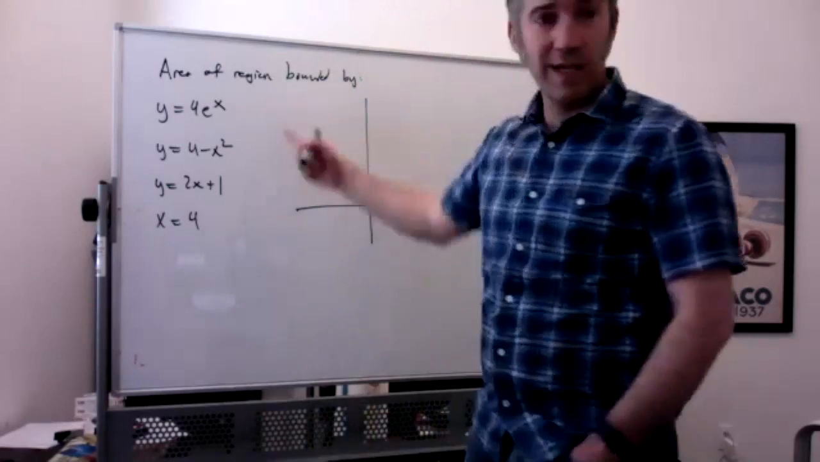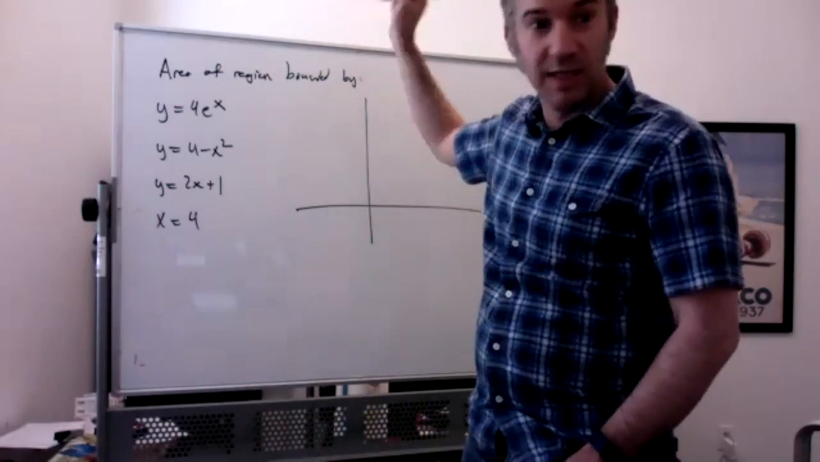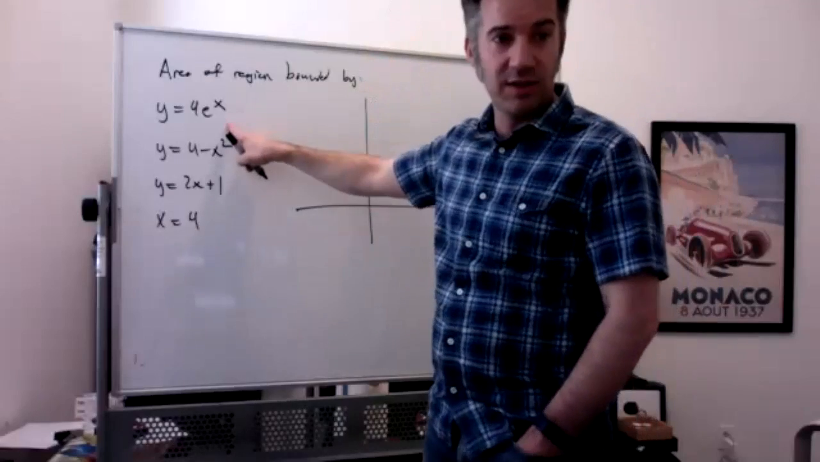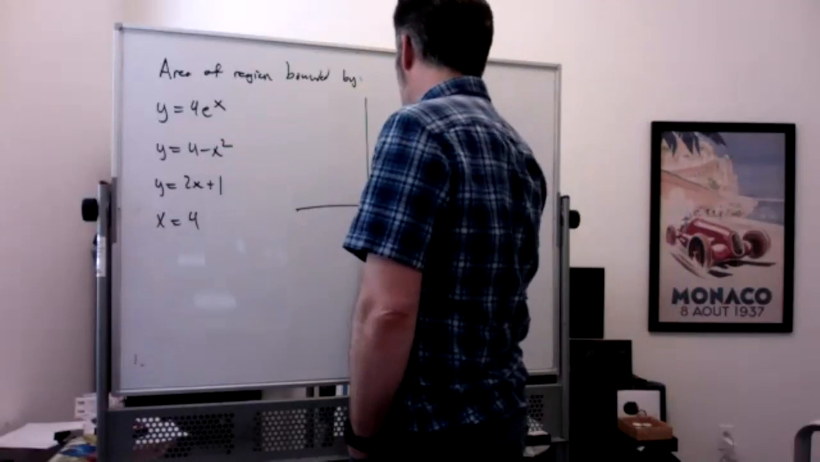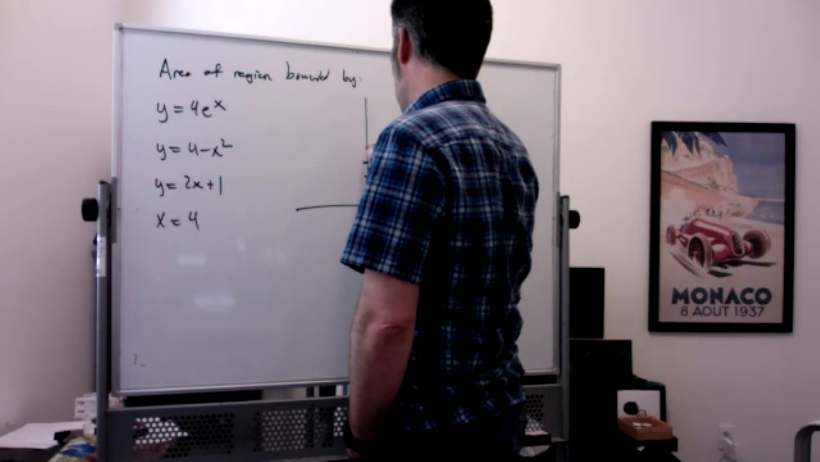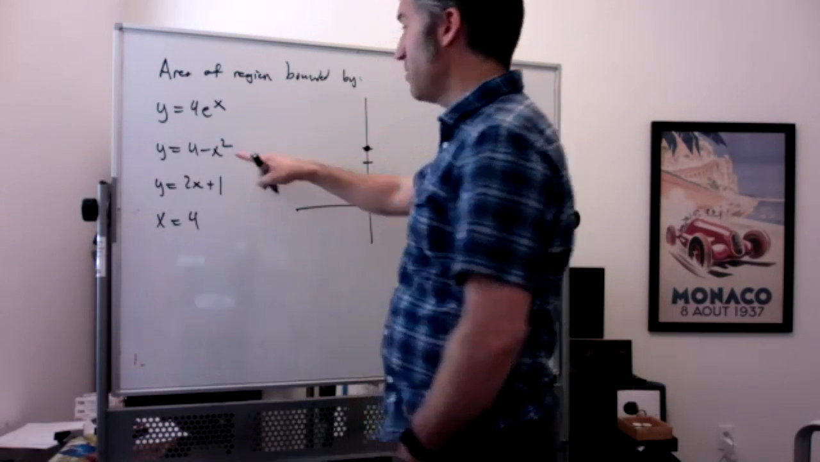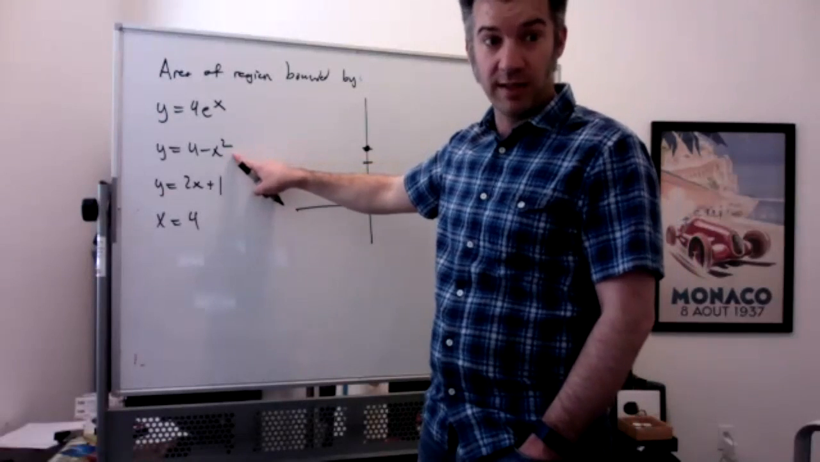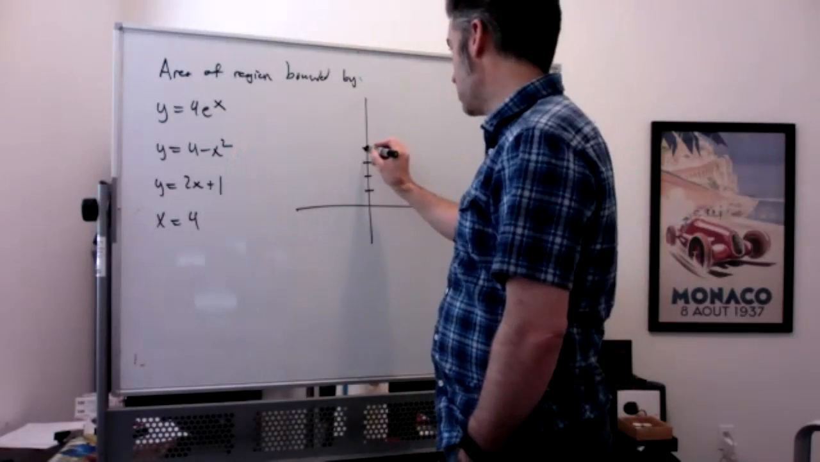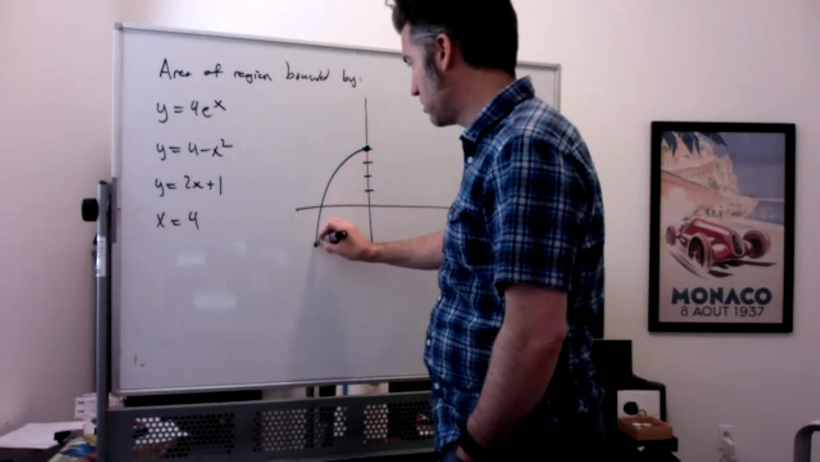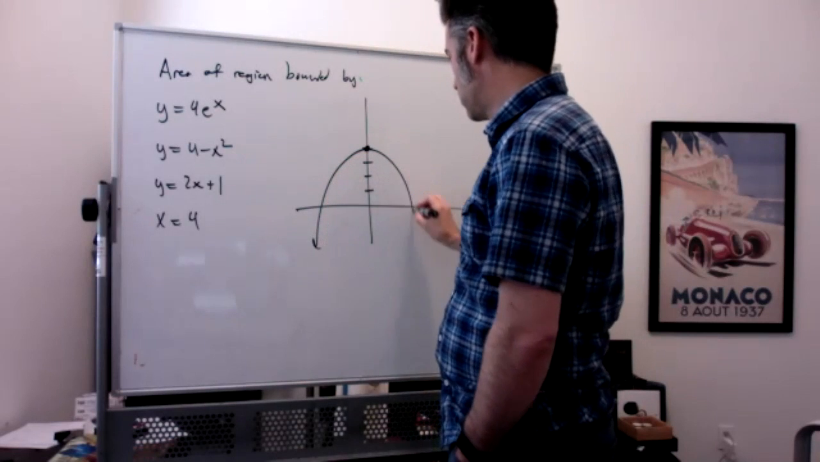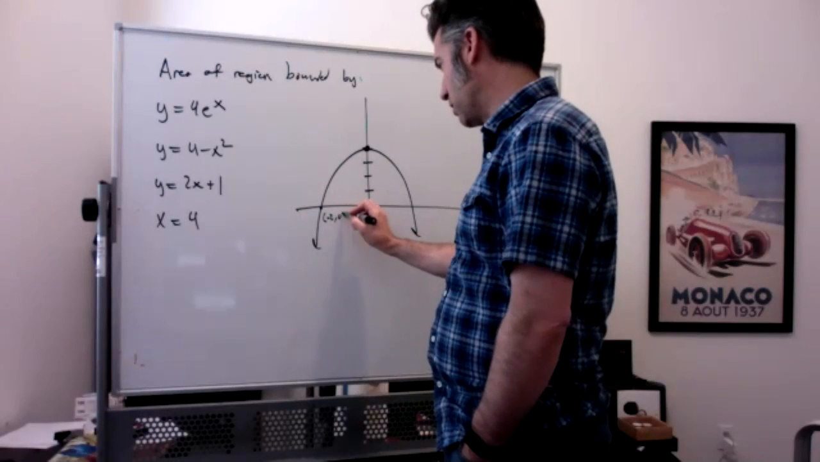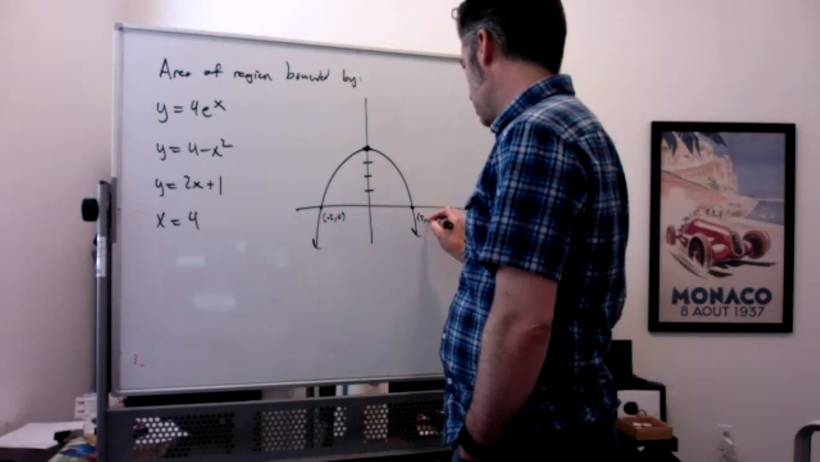So I know that for 4 e to the x, if I set x equal to 0, I'm going to get y equal to 4. So (0, 4) is going to be an intercept. It's also going to be the vertex of this parabola. So I'm going to draw this graph first. It's going to intersect at (-2, 0) and (2, 0).